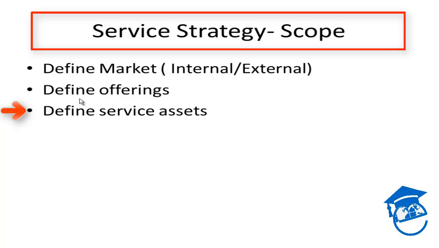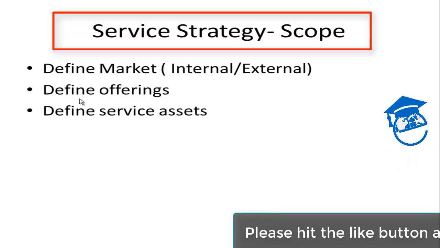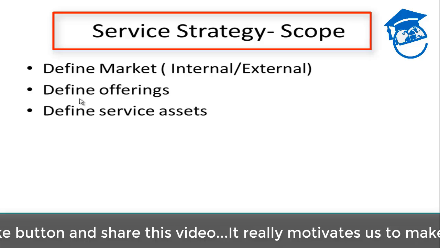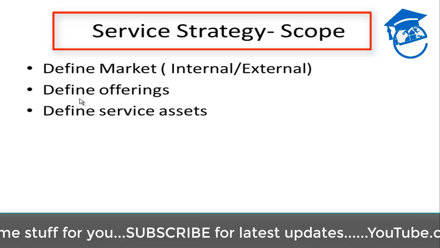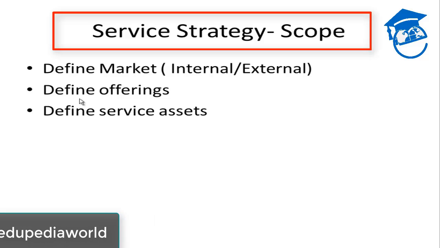Defining the service asset means you are defining your own asset. Now you understood the market, what the requirement is. You understood the customer need also. You understood the offerings also, that we can define these particular services. Now you need to check whether you have the proper assets to deliver those services or not. The assets might be soft assets, meaning the skills and capabilities, and they may be hardware assets as well. So this is the scope of service strategy: define the market, define the offering, and define the assets.